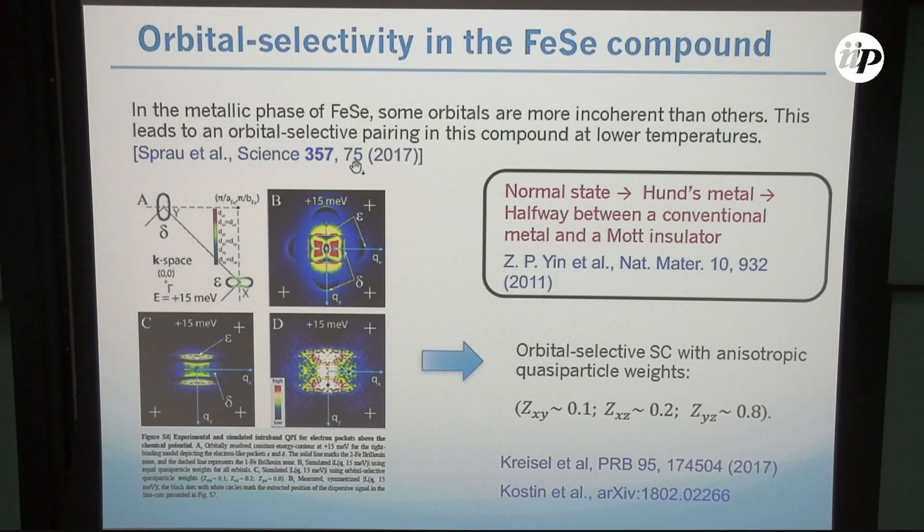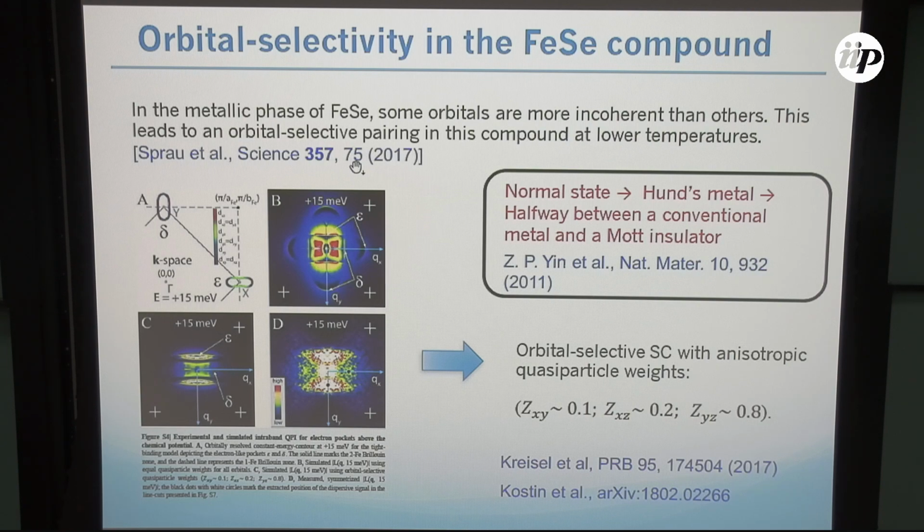So what that means is they were able to extract from this data here the quasi-particle weights, for instance, of the normal state, and they got these numbers here. So you see, for instance, that the quasi-particle weight associated with the dxy orbital is much more strongly renormalized than the others. So dyz, for instance, is almost not renormalized at all.